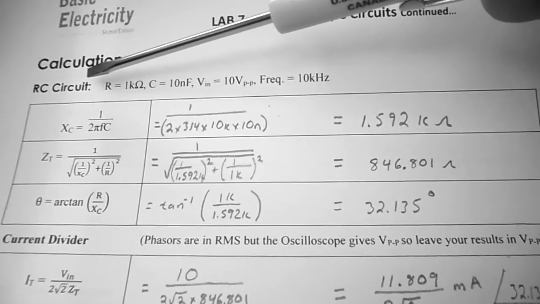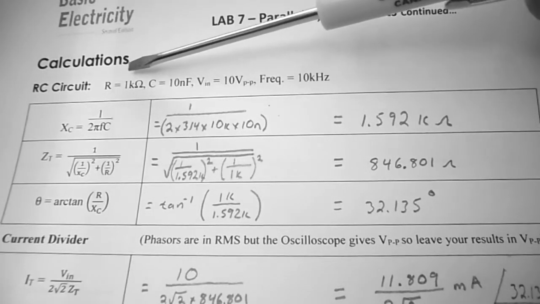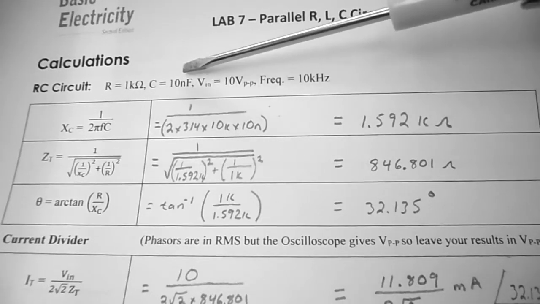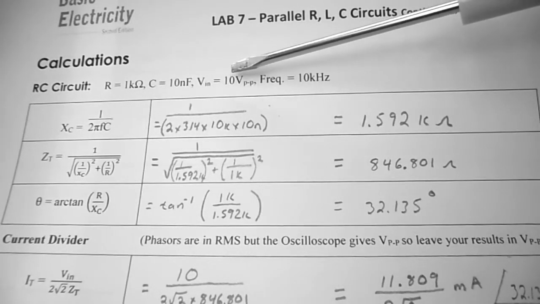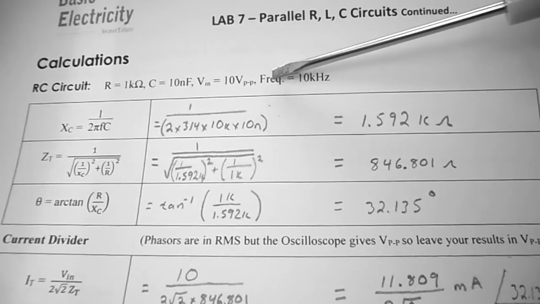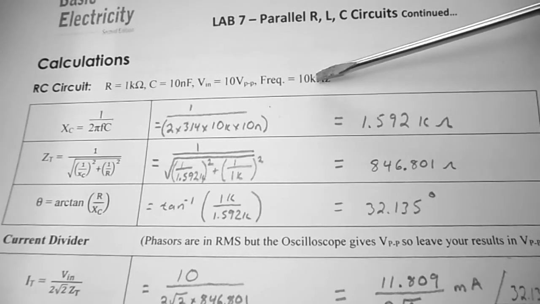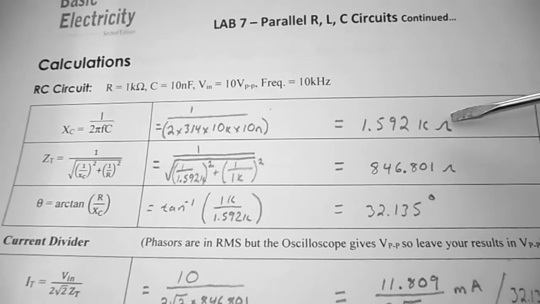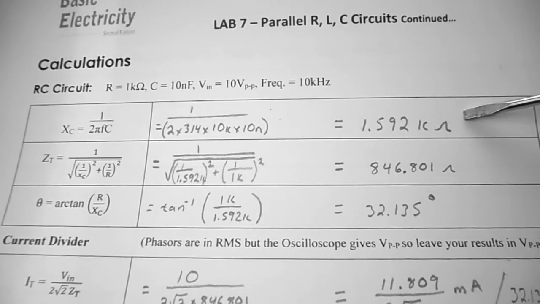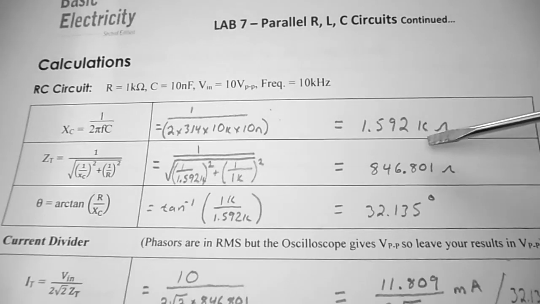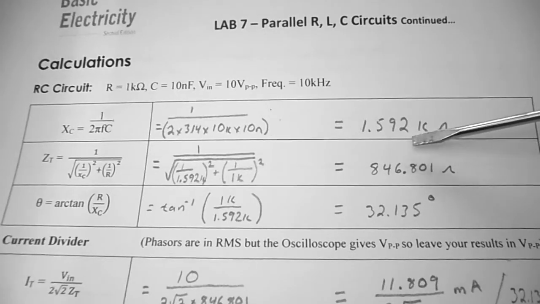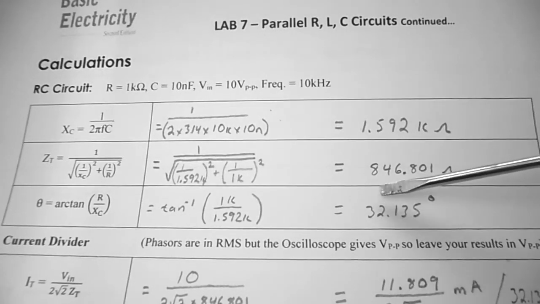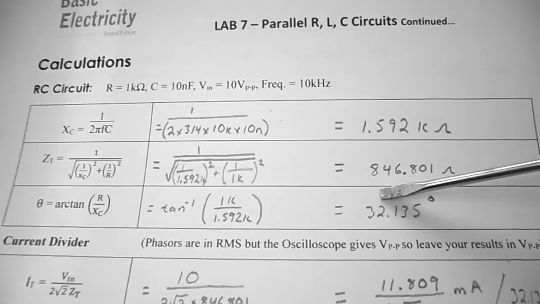So these are my calculations for the RC circuit, where R equals 1 k ohm, C equals 10 nanofarad, Vin is 10 volts peak to peak, and I have a frequency of 10 kilohertz. Using the supplied formulas, I've come up with XC equal to 1.6 k ohms, ZT is 847 ohms, and the angle should be somewhere around 32 degrees.